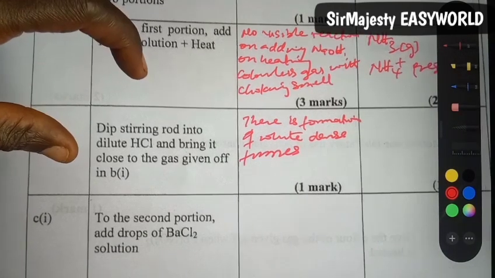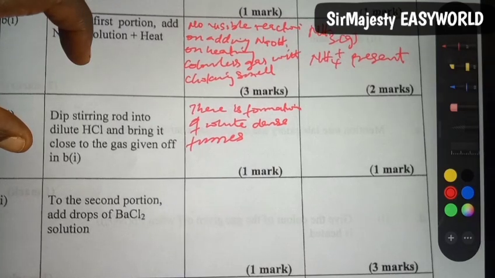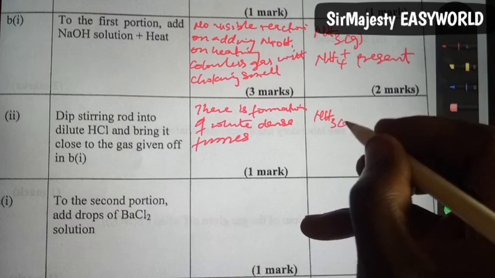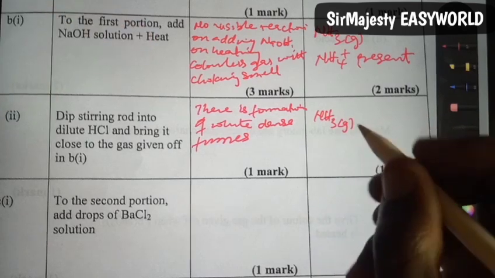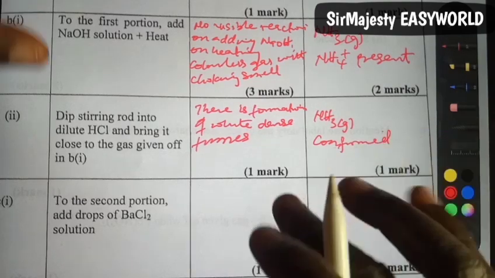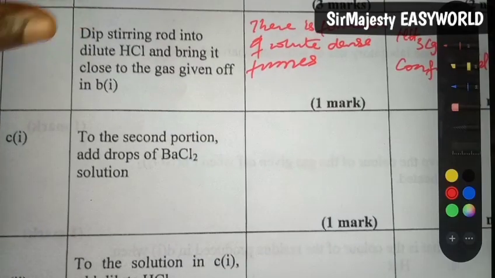So what's your inference? Your inference is nothing but ammonia gas confirmed, because that's the gas that will form that white dense fume with HCl. Ammonia gas confirmed. Then here, to the second portion, add drops of barium chloride solution.